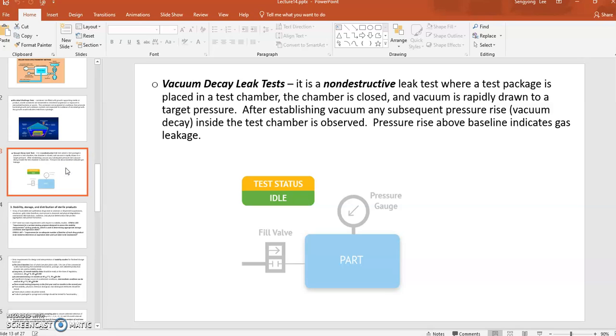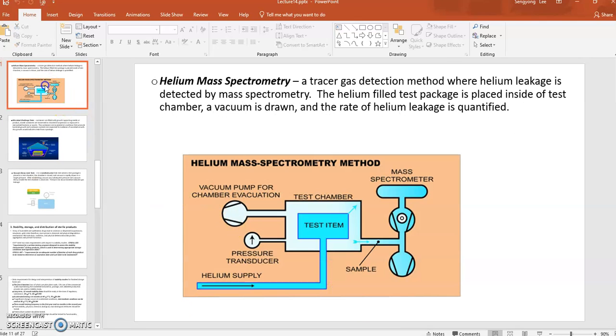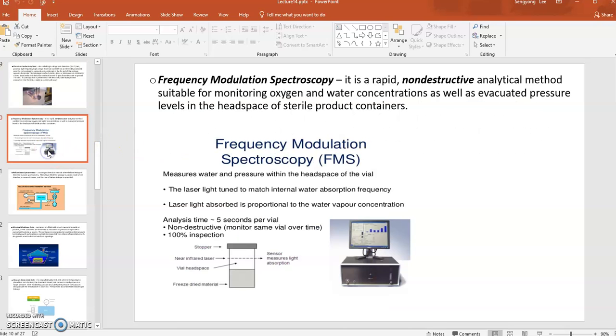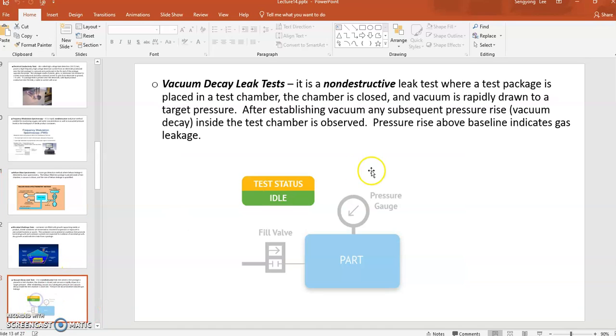Next test is called the vacuum decay leak test. Again, this diagram shows you how it works. Your packaging material, and of course there's a pressure gauge installed, and it will be filled, and then vacuum will be pulled. This is a non-destructive test, whereas the previous ones are destructive tests, of course. So understand which one is destructive, which one is non-destructive. This one would be non-destructive testing.